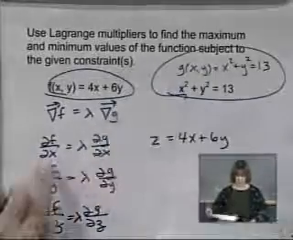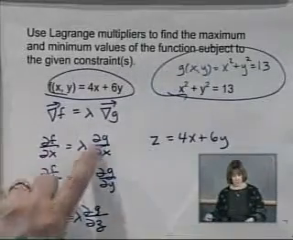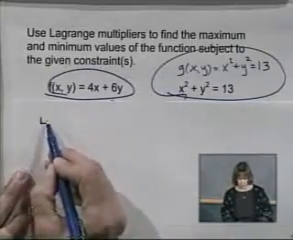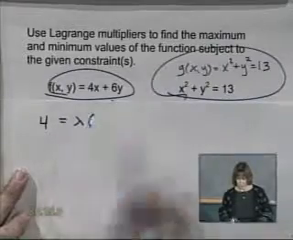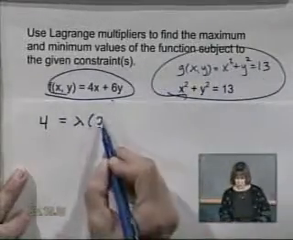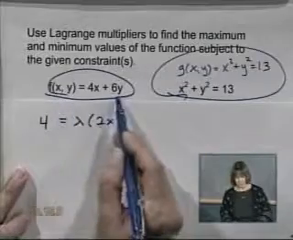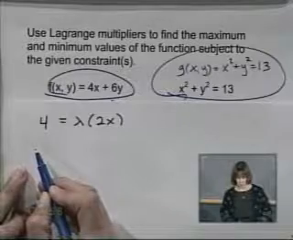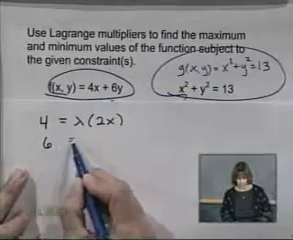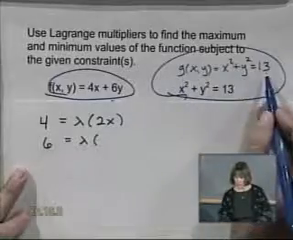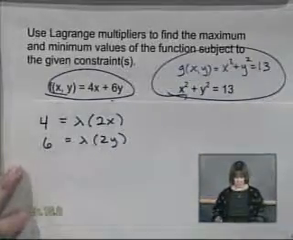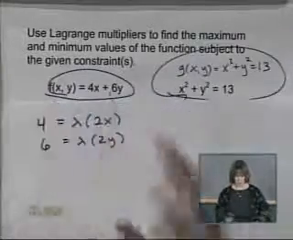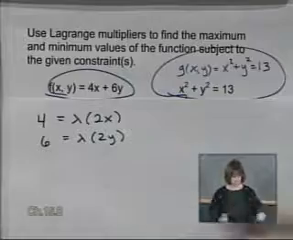First of all, partial of f with respect to x must equal lambda times the partial of g with respect to x. So what's the partial of f with respect to x? 4. That must equal lambda times the partial of g with respect to x, which is 2x. Partial of f with respect to y is 6. And that must equal lambda times the partial of g with respect to y, which is 2y. And notice I wrote partial of g with respect to z, but there is no z because this function doesn't have a z. It's just a function of two variables.